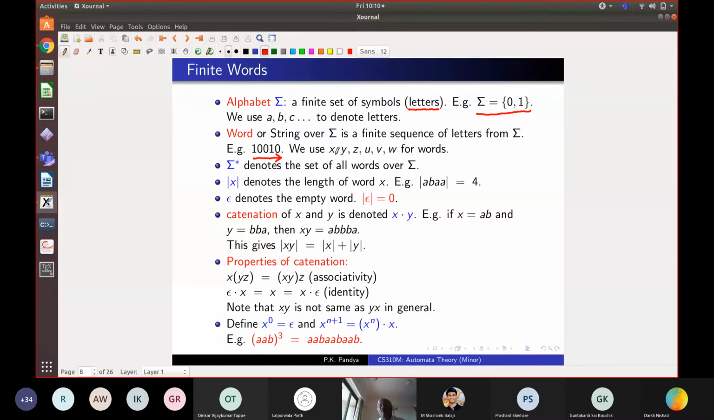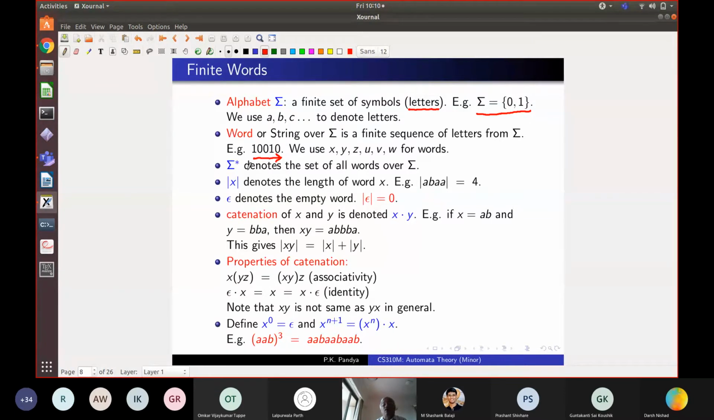And we will use small letters x, y, z, u, v, w to stand for words. So we will abstractly be talking about some word, and then we will use these letters to range over words. Is the idea of what is a word clear? A word makes sense only once you fix the alphabet, so it's a word over an alphabet. The word can also be the empty string. In which case, because we cannot write down a blank, we will write the symbol epsilon there. So epsilon denotes the empty word.